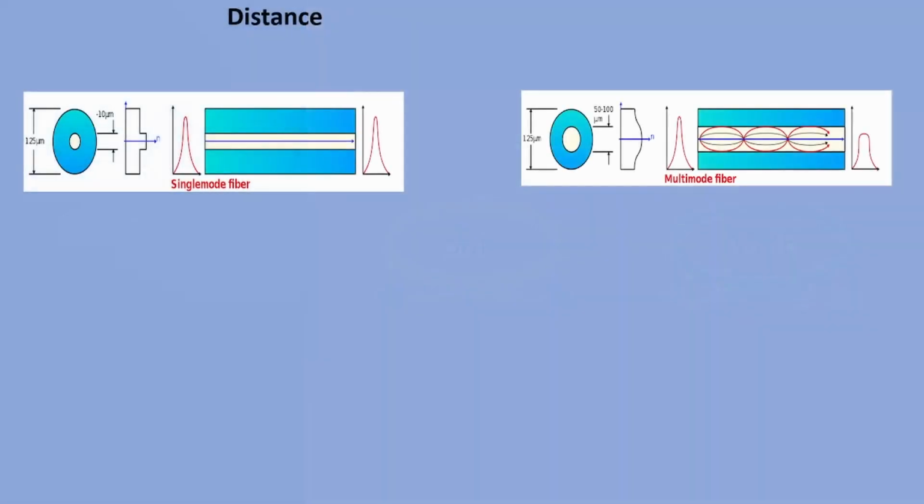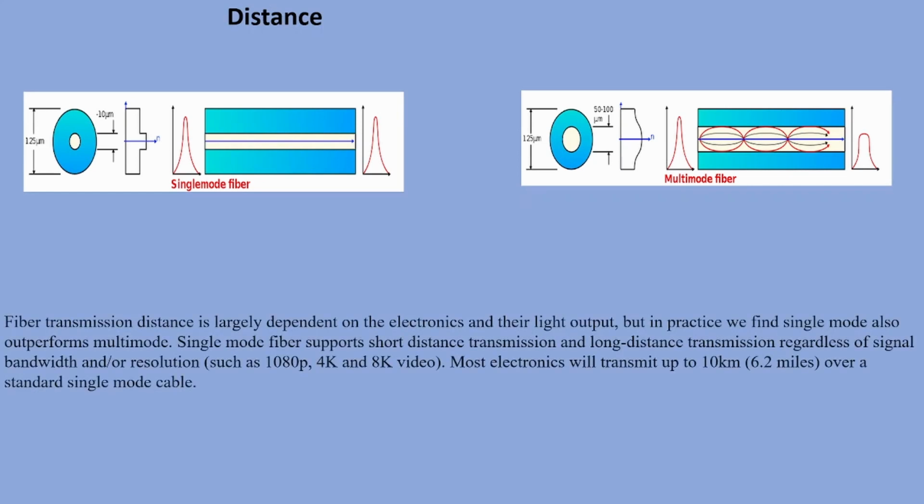The other one is distance. Fiber transmission distance is largely dependent on the electronics and their light output. But in practice, we find single mode also outperforms multimode. Single mode fiber supports short distance transmission and long distance transmission regardless of signal bandwidth and resolution, such as 1080p, 4K, and 8K videos. Most electronics will transmit up to 10 kilometers over a standard single mode cable.